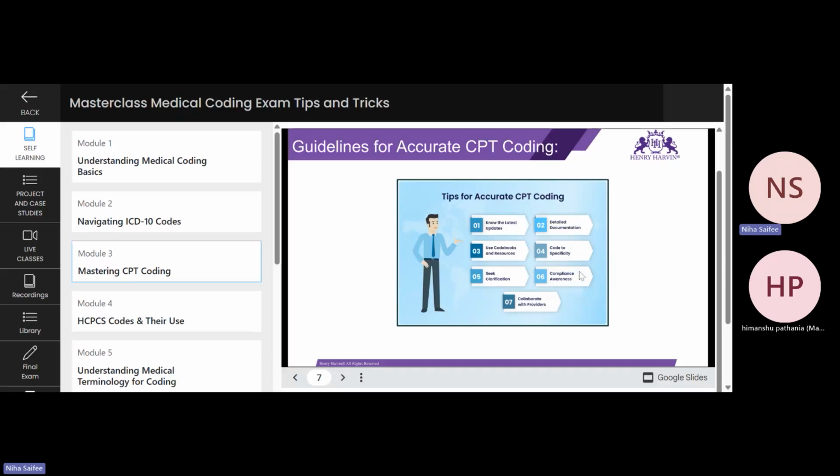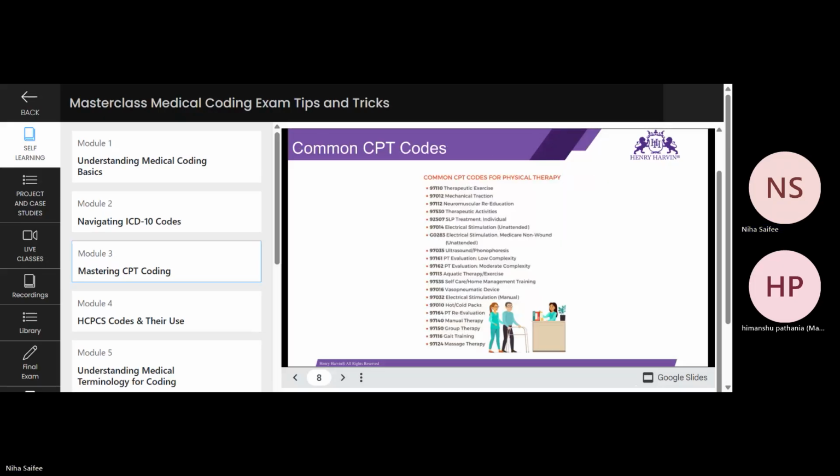Whoever. Compliance awareness: you always need to be compliant with the guidelines, the coding guidelines, the HIPAA guidelines. You need to be aware and always be compliant with all your guidelines, and collaborate with providers. Always have good communication with the provider. If there is some documentation error, or you are unsure whether to select some code or not, it's always good to have good communication with your providers.